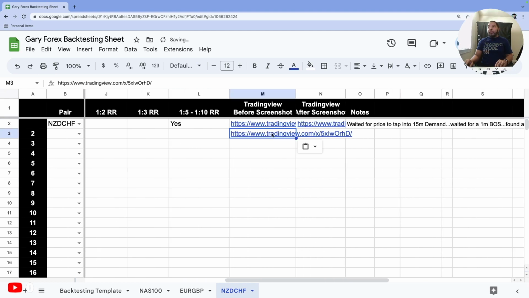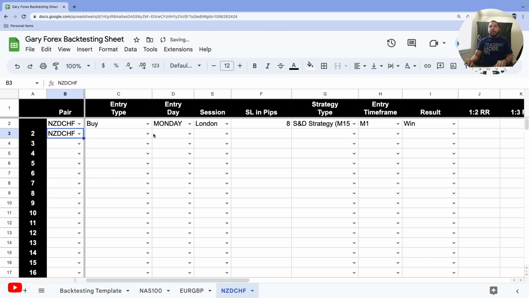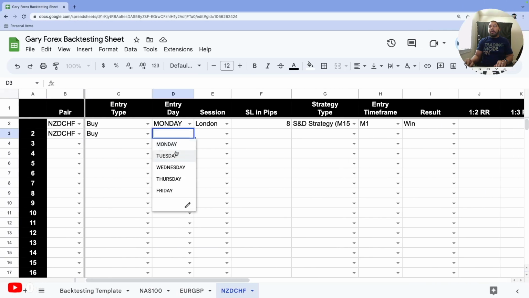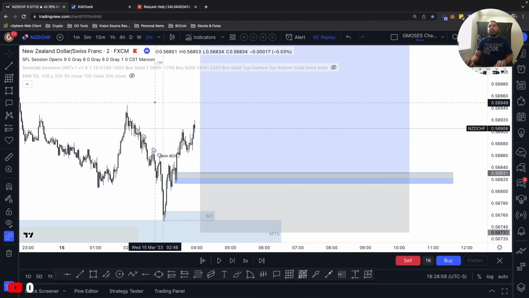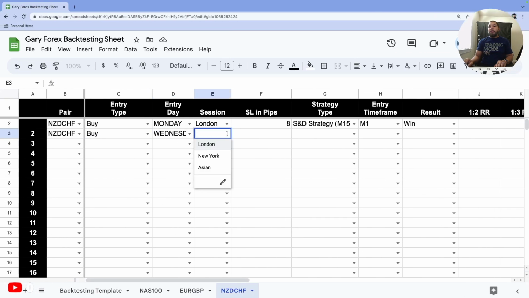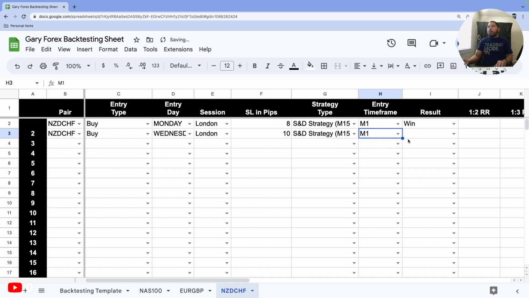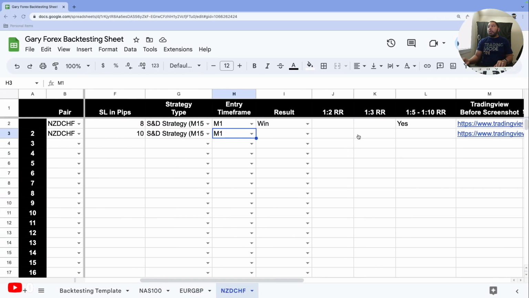This is tested before. NZDCHF. I'll buy. What day is this? This is on a Wednesday. What session? London session. Okay. Pips is 10. All right. We're using this here, 1 minute. Our risk to reward is a 1 to 3.